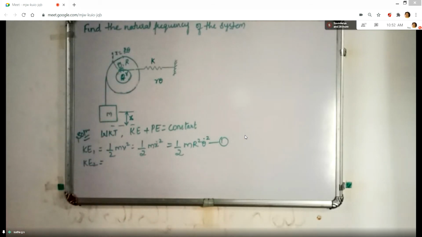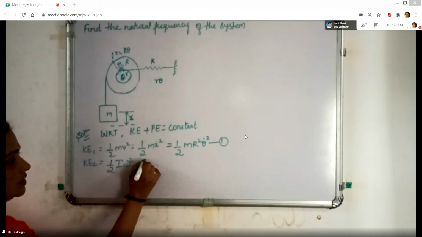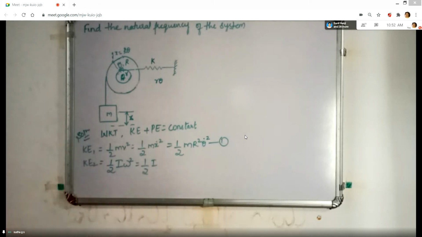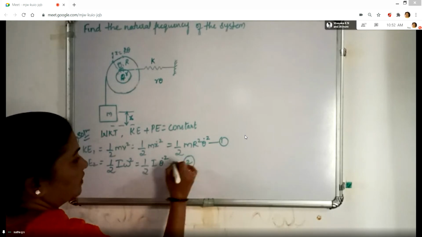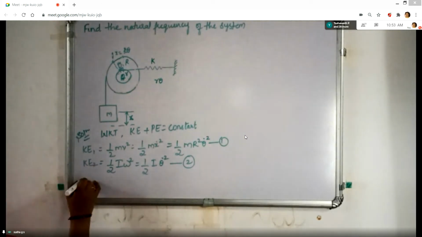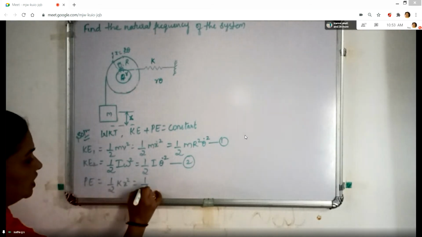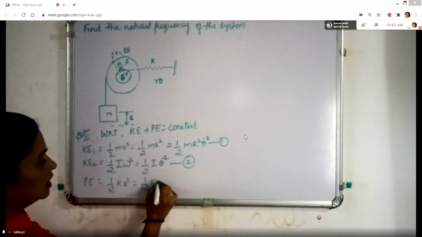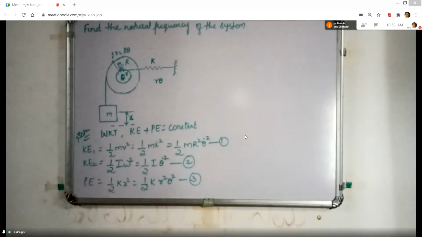Right, now I will write for the pulley half I omega square, which is equal to half I theta dot square, since omega is the angular velocity, theta dot. Next, potential energy of the spring, half k x square. So therefore half k x square equals half k r square theta square. So these three equations you have got.